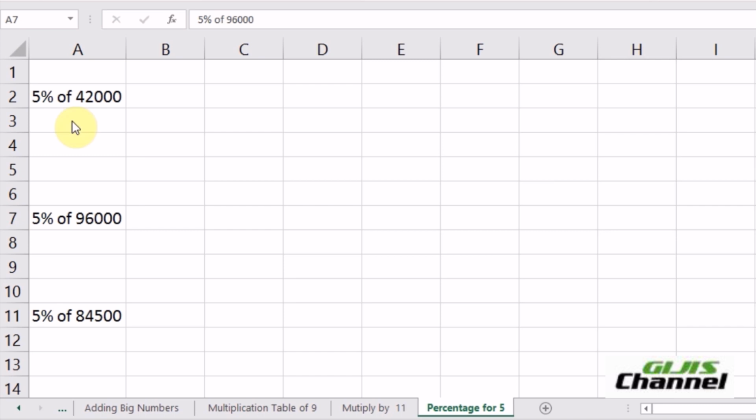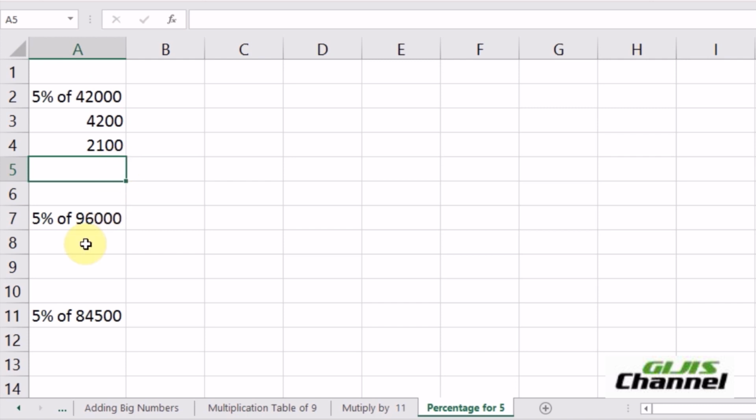Okay, let's see how to do the percentage of 5. It's very easy. The first thing, 5 percent of 42,000. The first thing we need to do is move the decimal point over by one place. So 42,000 becomes 4,200.0. Right? After that, divide 4,200 by the number 2. So it is 2,100. So 5% of 42,000 equals 2,100.